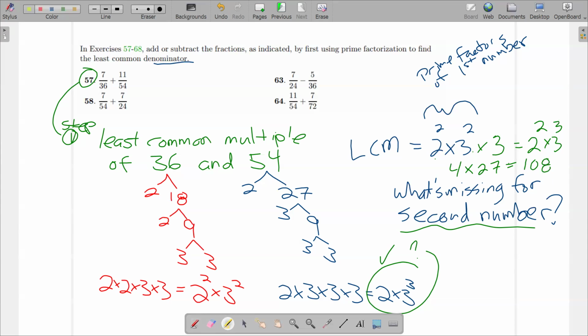So that should be the lowest common denominator, or the lowest common multiple. The rule here for the lowest common multiple is choose the highest power of each prime.